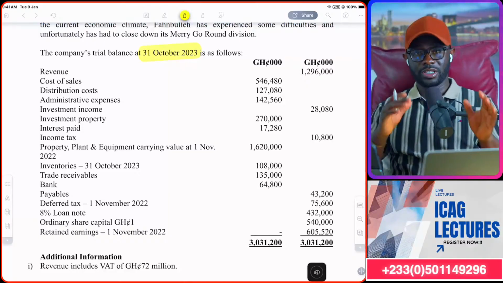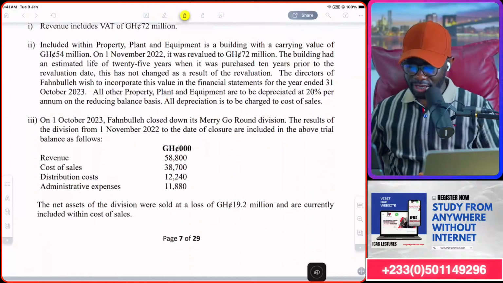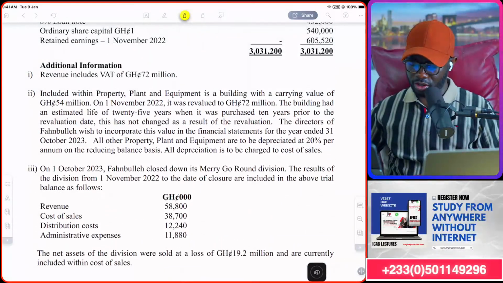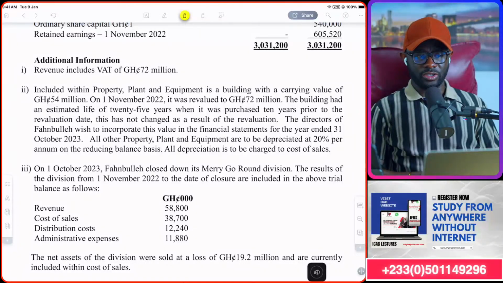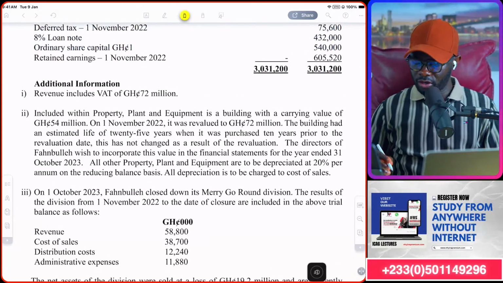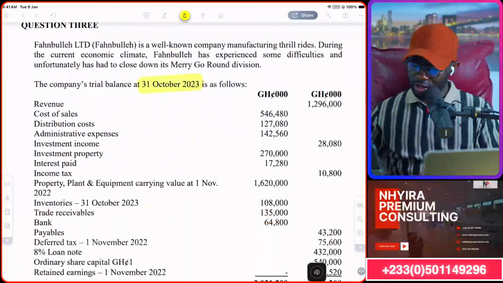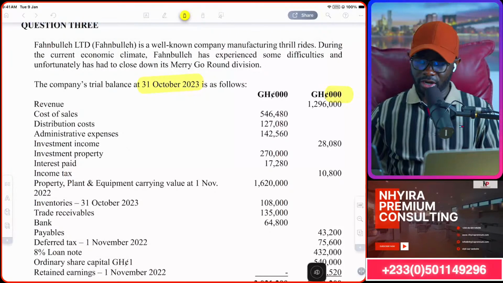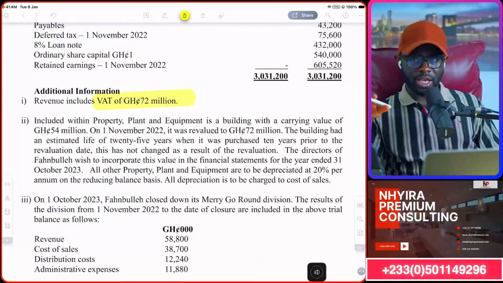Right. So we see the trial balance given to us there. But what we're going to be interested in is to go into the notes, because the notes will automatically bring us back into the trial balance and then guide us on what we need to do there. Revenue includes VAT of 72 million Ghana cedi. Remember the original question, you are working 3 zeros up. So when you pick the figure in the note, you're going to be canceling 3 zeros.